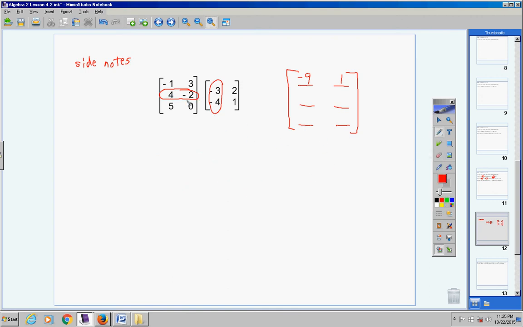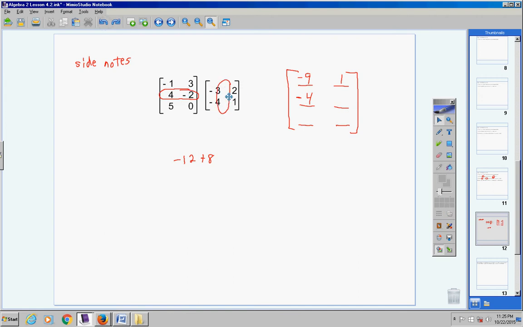Row times column, first number times first number, next number times next number, combine, it goes here. I'm in the second row because I'm using the second row. Up here when I used the first row, I was in the first row. Now I'm using the second row here, so I'm going to be in the second row here. Really simple, okay? Now, did I take this row times this column?